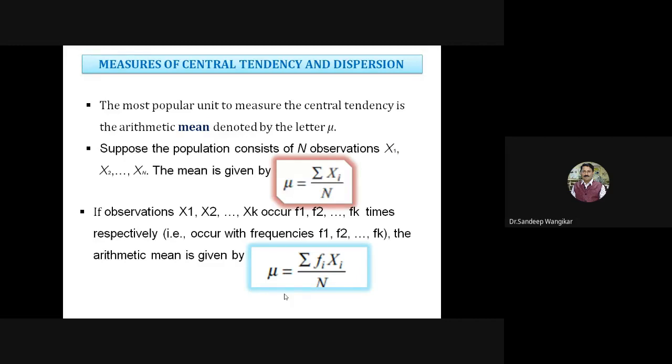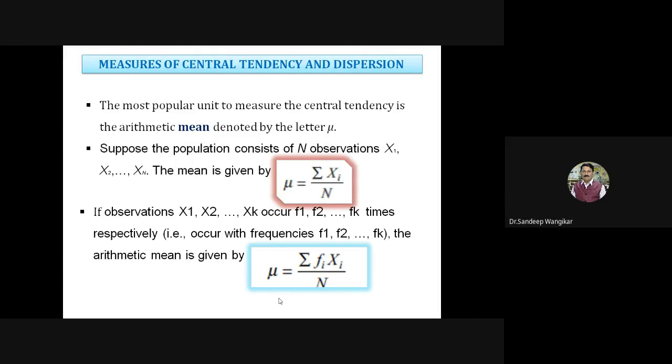If the population consists of n observations such as x1, x2, x3, x4, x5, up to xn, then the mean is given by the summation of x divided by the total number. So you will get the mean. This is a very simple method. If the observations x1, x2, x3, x4, up to xk occur with frequencies f1, f2, f3, f4, f5 and so on, then the arithmetic mean may be different.